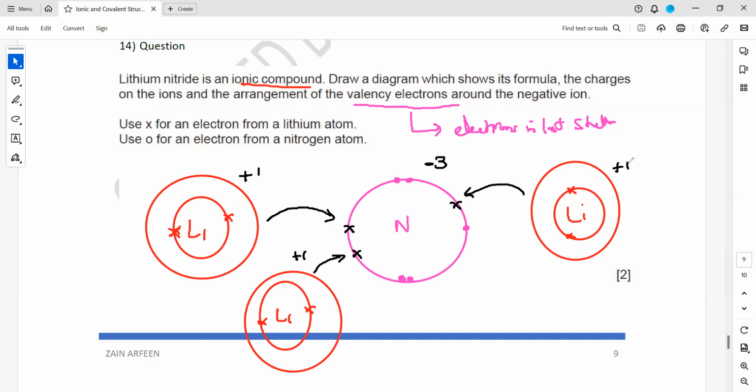So this is the structure of lithium nitride, and now the formula of this compound. There are 3 lithium, so Li3, and 1 nitrogen, so N will be there. So Li3N is lithium nitride. Is the structure clear? The ionic structure of lithium nitride.